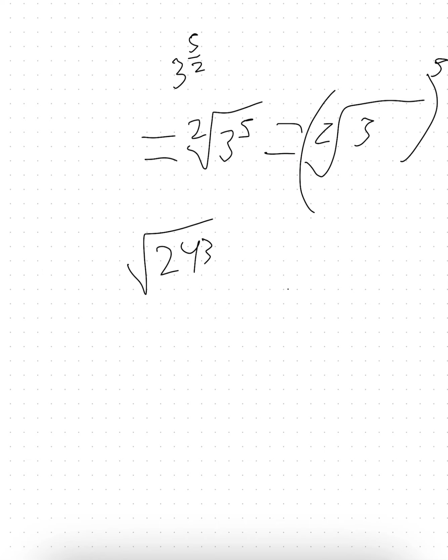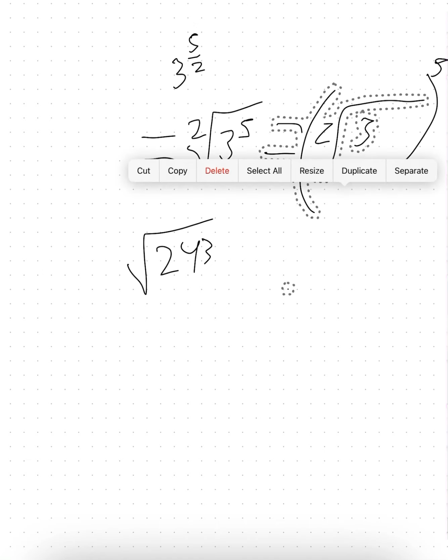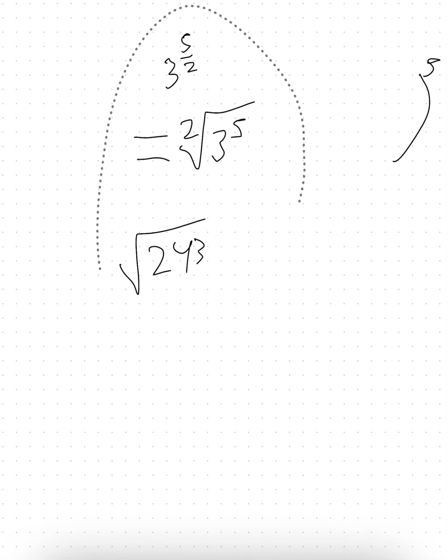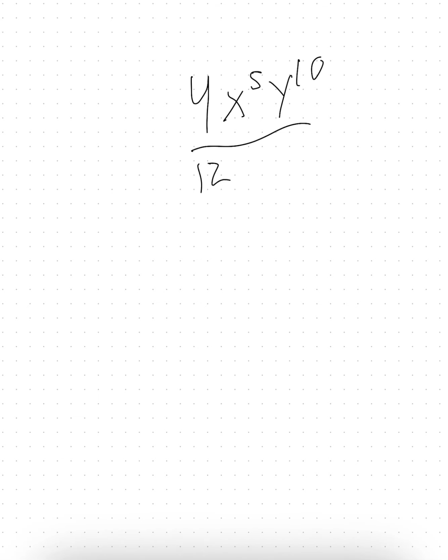Now, let's apply all these rules with some more practice problems. These were very basic problems. So let's do something like 4 x to the 5th, y to the 10th, over 12 x to the 7th y. Okay, how do we simplify this?